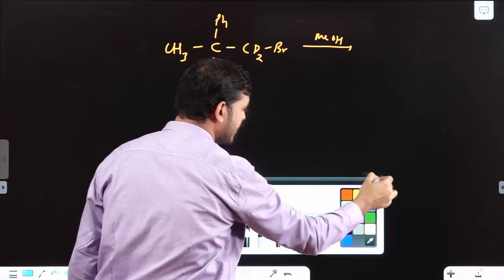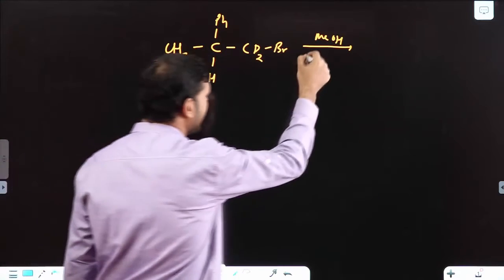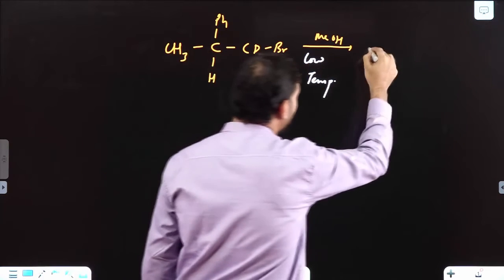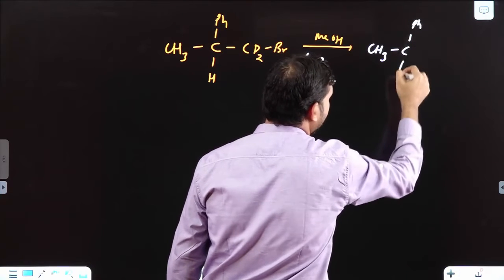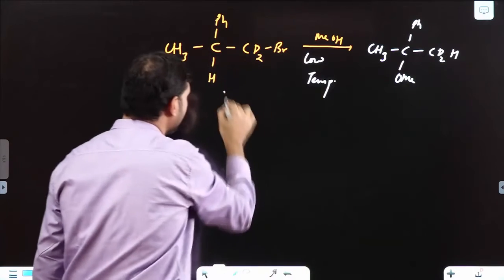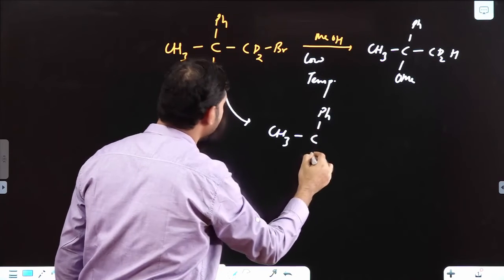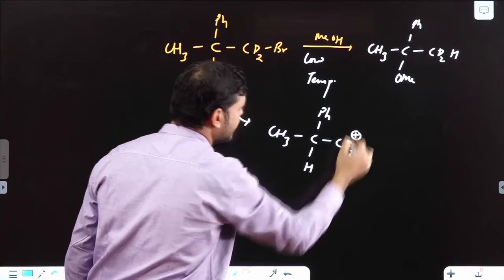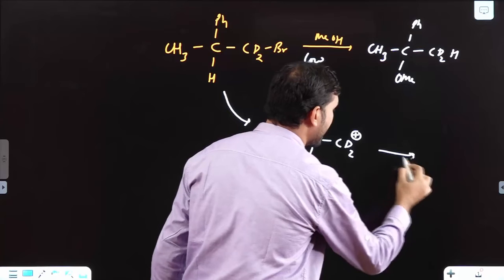Okay, so dear students, here I have just taken one example. It is about methanolysis. Low temperature is mentioned. One more concept here I am telling you. What will it form? It will form CH3, PH, OMe and CD2H. Why? Because first of all it will generate this carbocation CH3. This carbon is having pH, this is having H, and it will be having CD2 and plus charge. Clear? Now in this carbocation, first of all hydride shift.